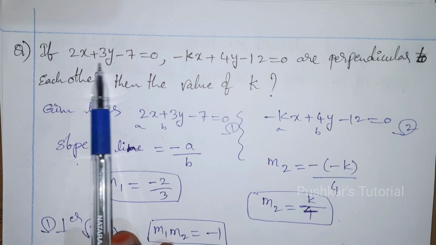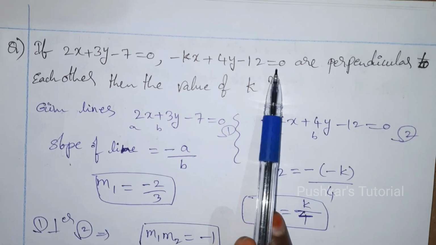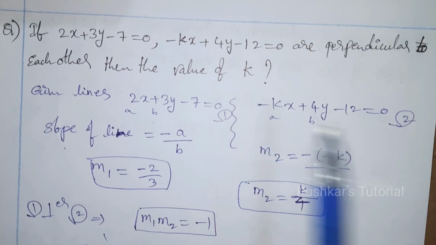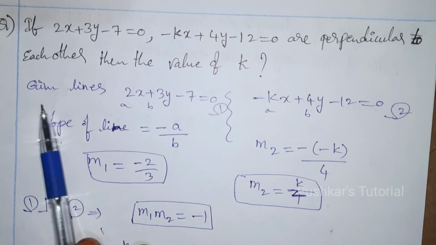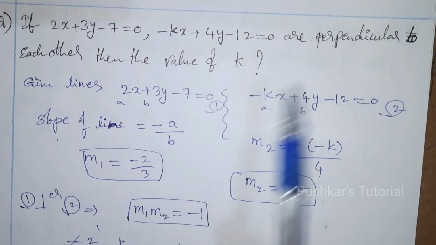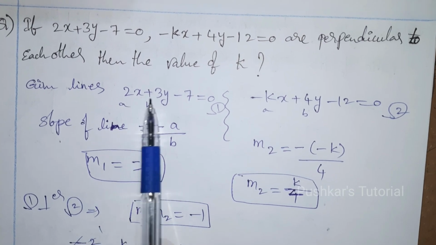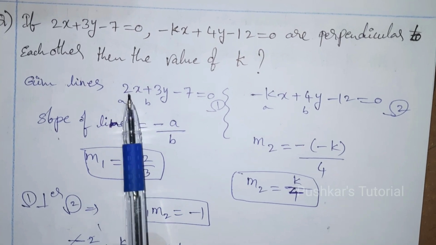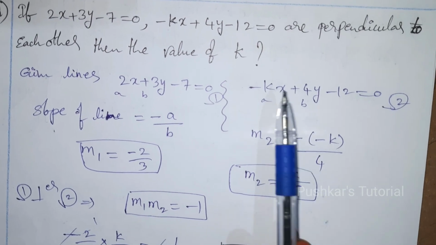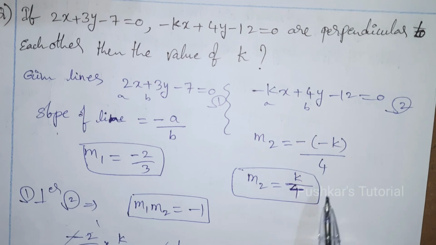If 2x plus 3y minus 7 is equal to 0 and minus kx plus 4y minus 12 is equal to 0 are perpendicular to each other, then the value of k? It is a topic from intermediate. So given lines, equation 1 and equation 2. Perpendicular means we have to discuss slopes. So slope formula is minus a by b. So m1 is equal to, for the first line, minus 2 by 3. Next m2 is equal to, for the second line, minus of minus k by 4.